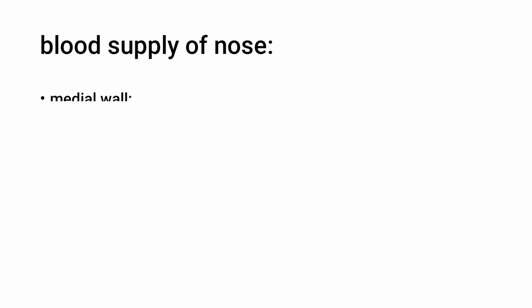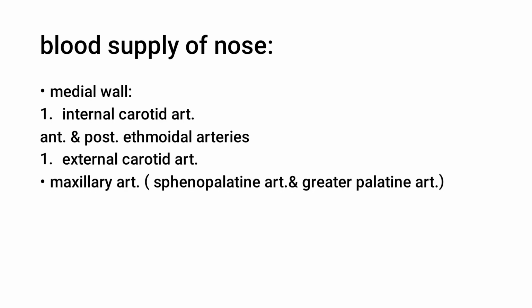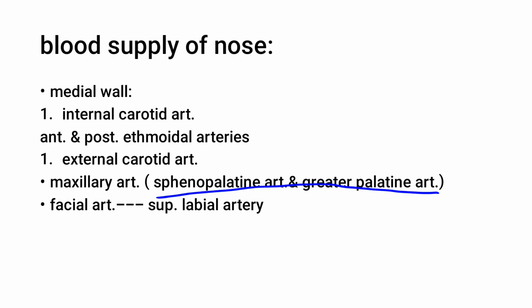Okay, the blood supply of the nose. It's again divided into the medial wall. The medial wall is supplied by the internal carotid artery and the external carotid artery. So the internal carotid artery gives off the anterior and posterior ethmoidal arteries, and the external carotid artery gives off the maxillary artery and facial artery, out of which the maxillary artery gives two branches here, the sphenopalatine artery and the greater palatine artery. However, the facial artery gives only the superior labial artery that supplies the medial wall of the nose.